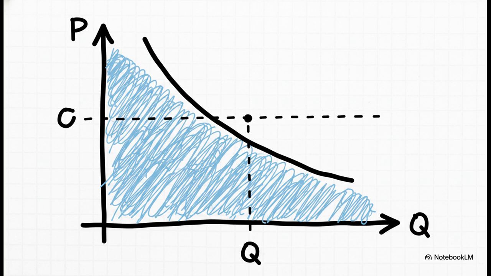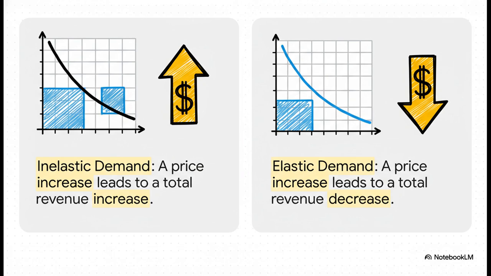But the million-dollar question is, what happens to the size of this box when you change the price? Well, as you're about to see, it all comes down to elasticity. This right here is one of the most crucial concepts. Let's break it down. Look at the left panel, where demand is inelastic. If you raise the price, sure, you lose a few customers. The box gets a little narrower. But you make so much more from all the customers who stay that the box gets way taller. The gain in height is bigger than the loss in width, so your total revenue goes up.